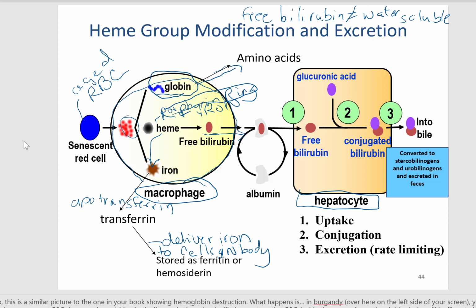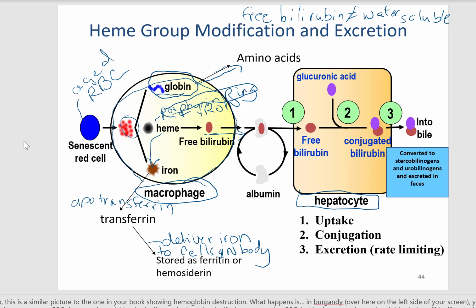Remember, macrophages are found in the liver. They're also found in the spleen. They're found in many tissues in the body, for crying out loud. Albumin might only be transporting this free bilirubin a short micrometer away to an adjacent cell that happens to be a hepatocyte if this macrophage was found in the liver. Regardless, when the macrophage releases the free bilirubin and it binds to albumin, the albumin will now relinquish this free bilirubin to the hepatocyte in the liver.